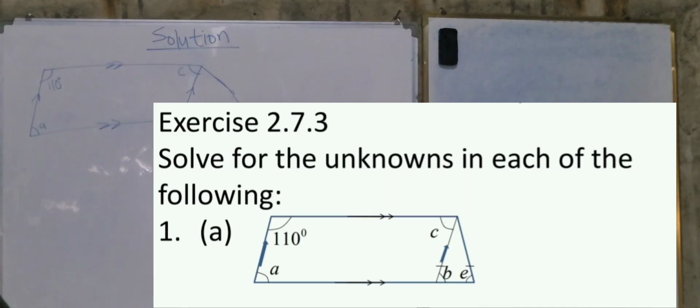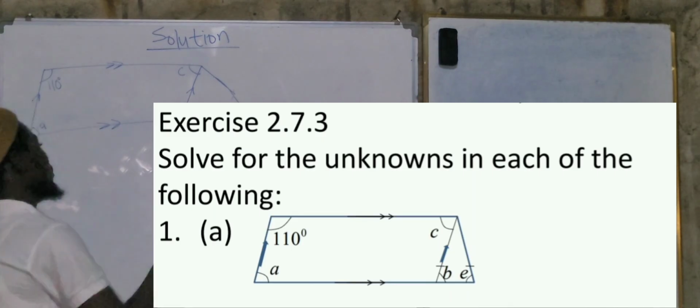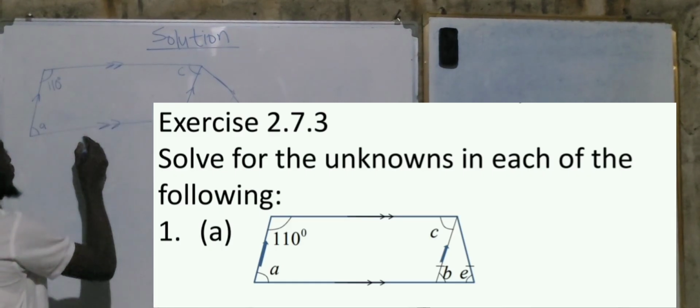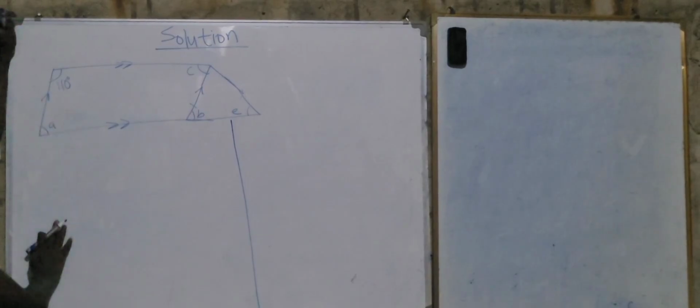Now we will take the solution. Here we have to find the unknown. Therefore, now observe something here. Look at this guy here. These are co-interior angles, right?